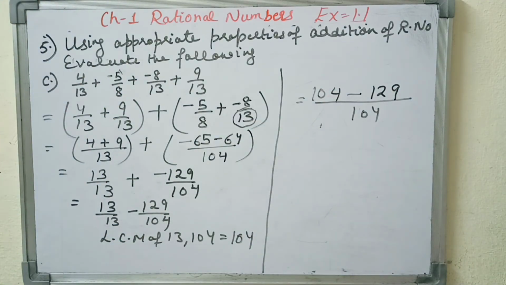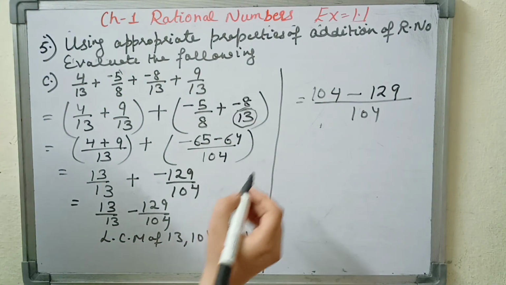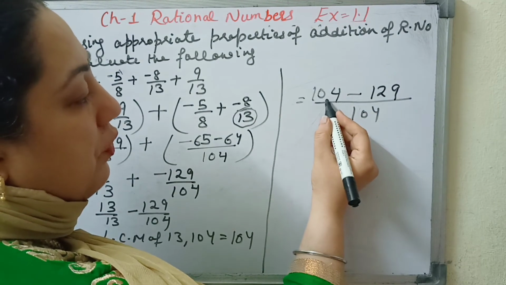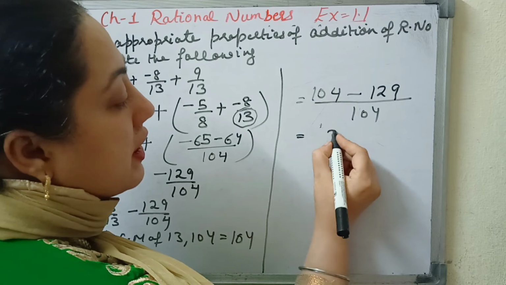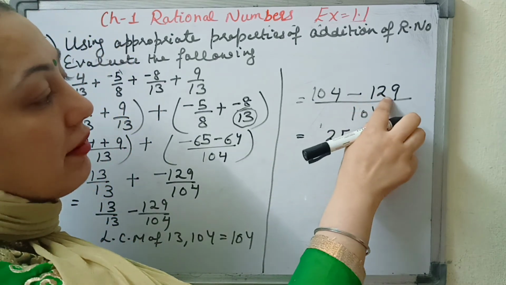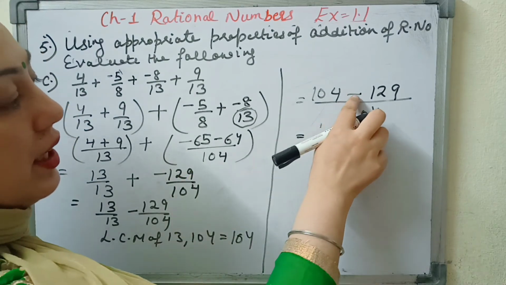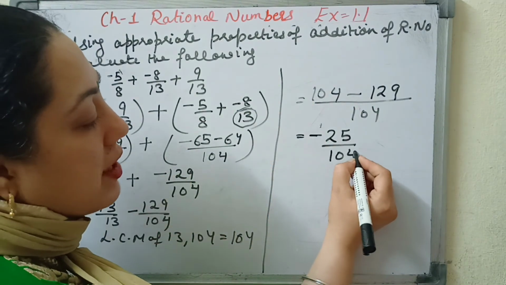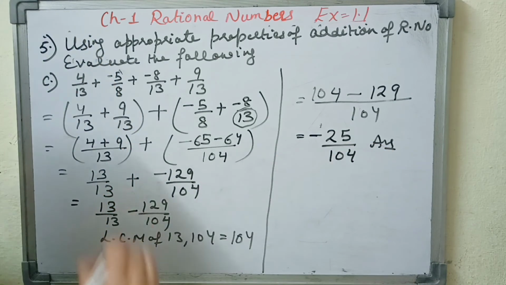Now, 104 minus 129, plus minus is minus, and when we subtract 104 from 129, we will get 25. But we put the sign of the greatest term, and the greatest term is 129 and the sign here is negative. So I put here negative. So the answer is minus 25 over 104.